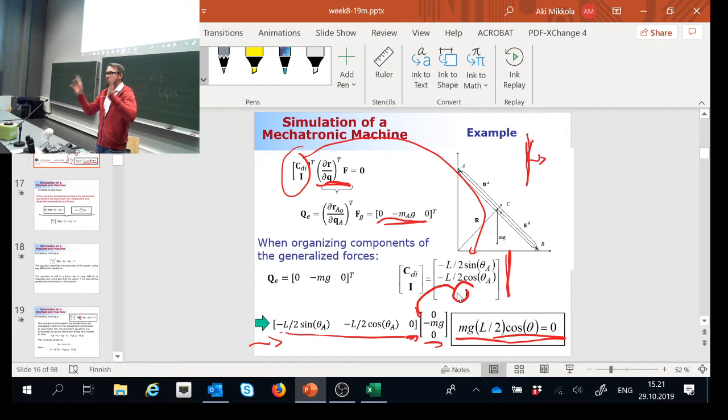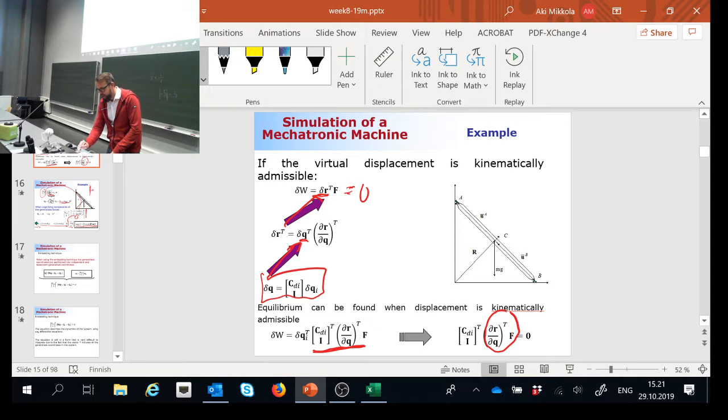Again, you understand what we did. I think this is what really nicely summarizes what we did. I wanted to use the concept of virtual work in order to find the static equilibrium. The way that I can use it is to set this equation equal to 0. And the only way that I can set it equal to 0 is that the virtual displacement has to be kinematically possible, kinematically admissible, something that is not violating the constraints.